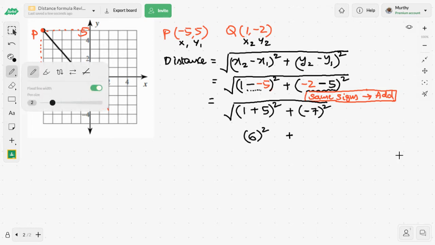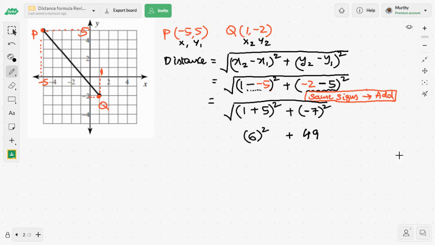Okay, so let me write that positive 49, and 6 square, that gives me 36. Again, it is not 6 times 2, it is 6 times 6. Plus 49. So let me sum up these two. 36, 30 and 40, that makes 70. 6 plus 9, 15. So it's going to be square root of 85.